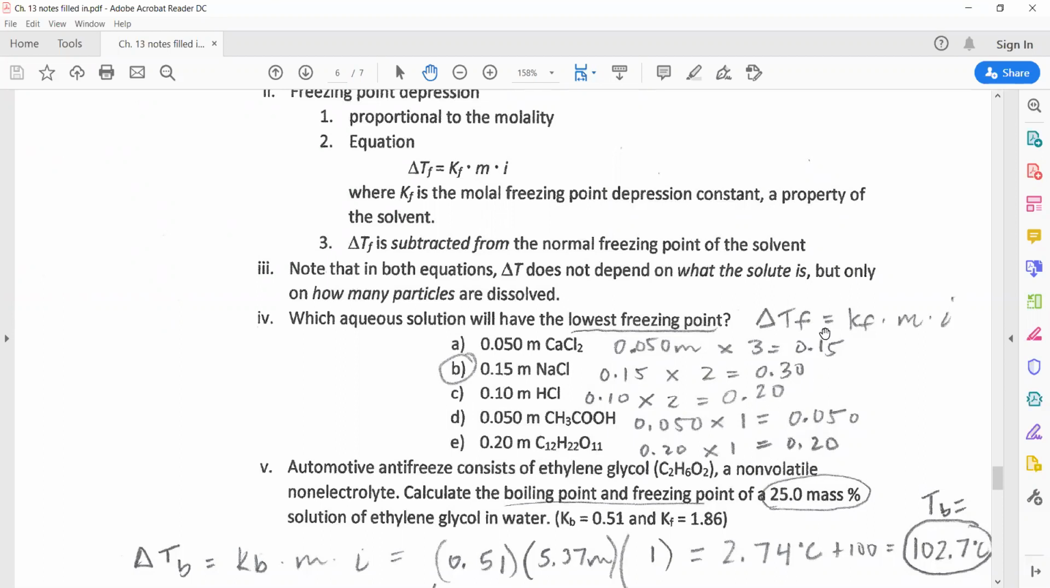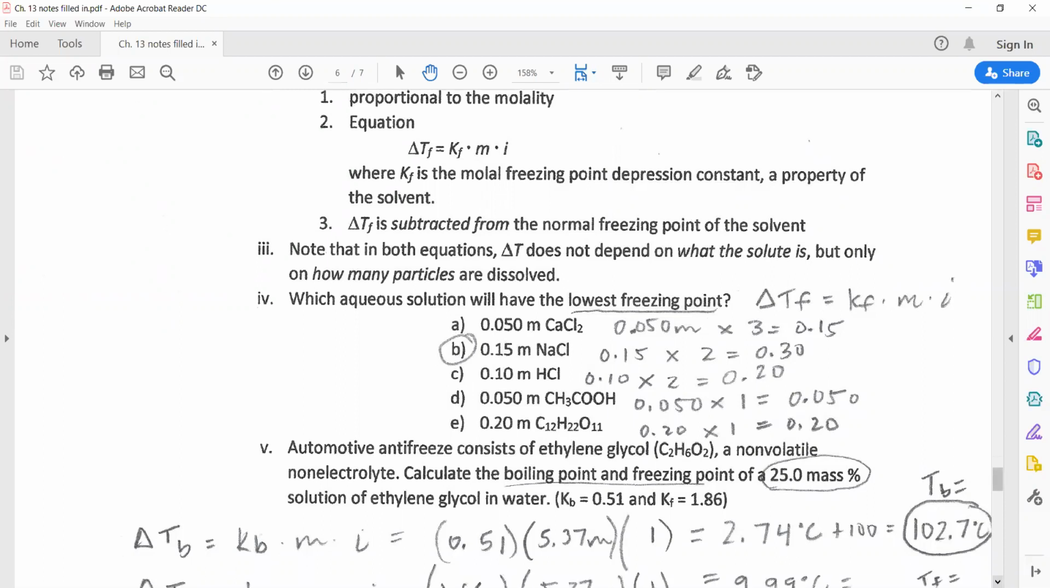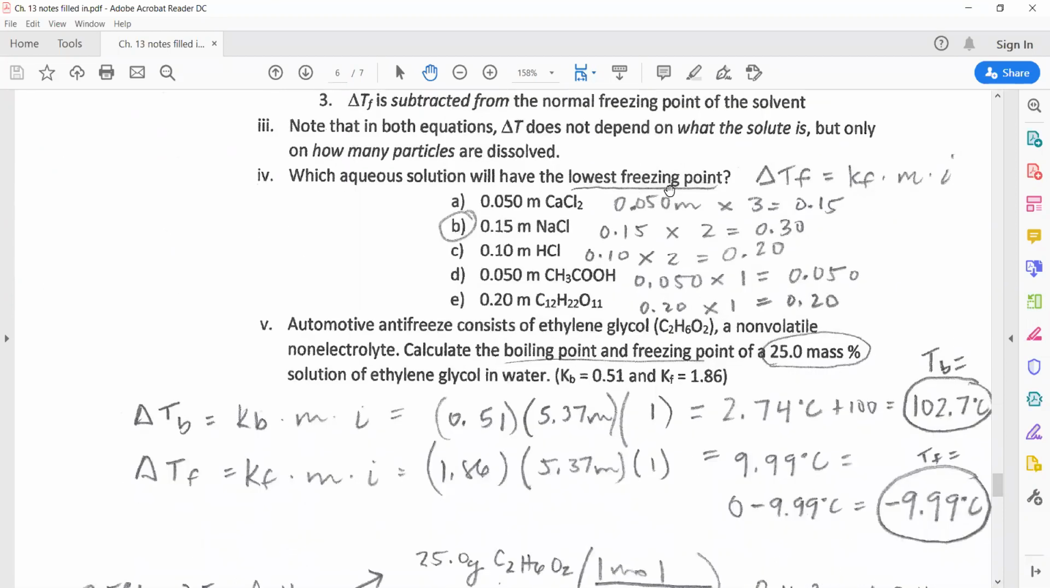Then you just see who has the greatest M times i here, and that will be NaCl in this scenario. So B would change the freezing point the most. It would have the lowest freezing point. If you think about who would have the highest freezing point, meaning who would change it the least, D would change it the least because it's the smallest number that you got. So it would change the freezing point by very little.